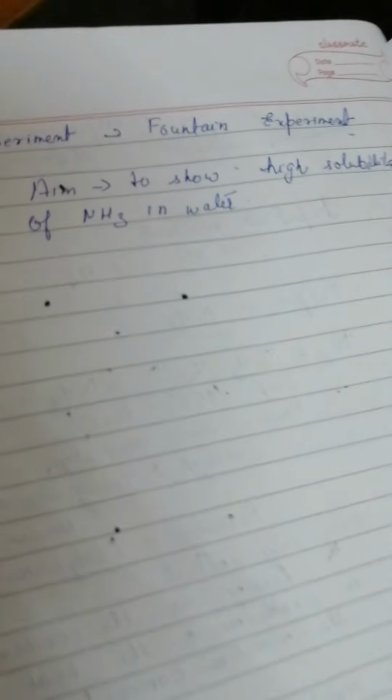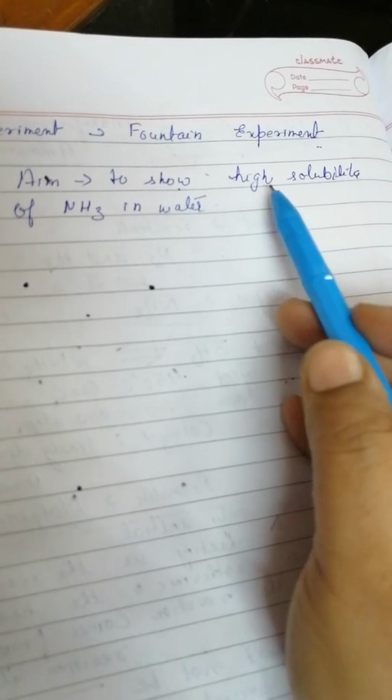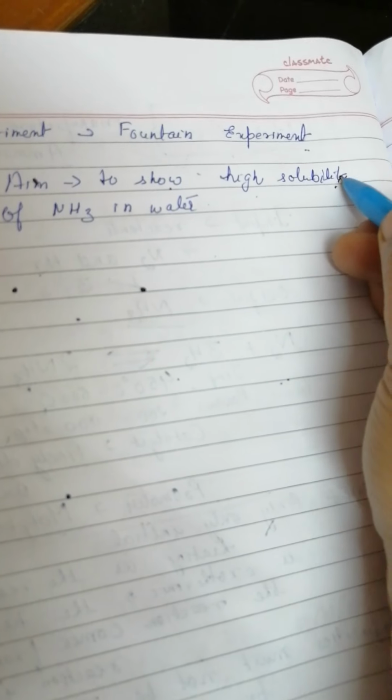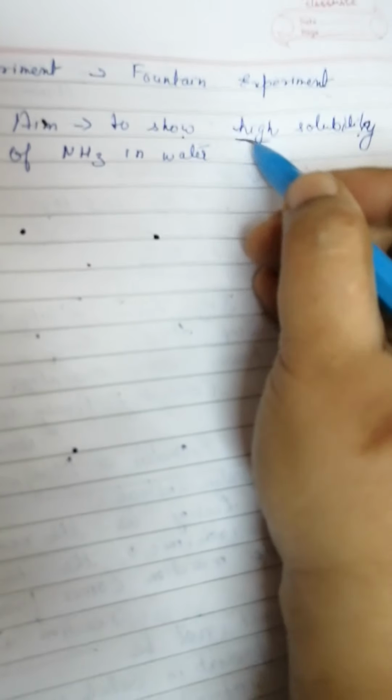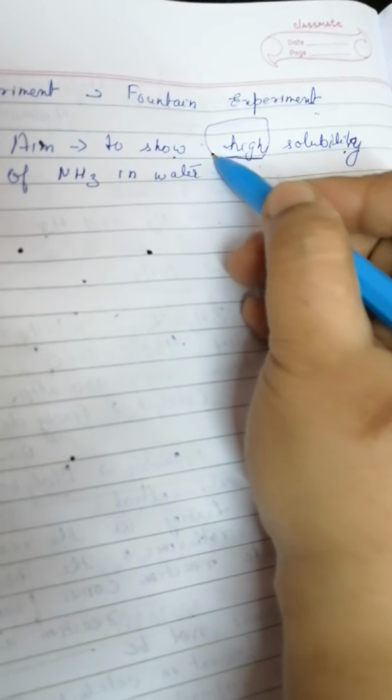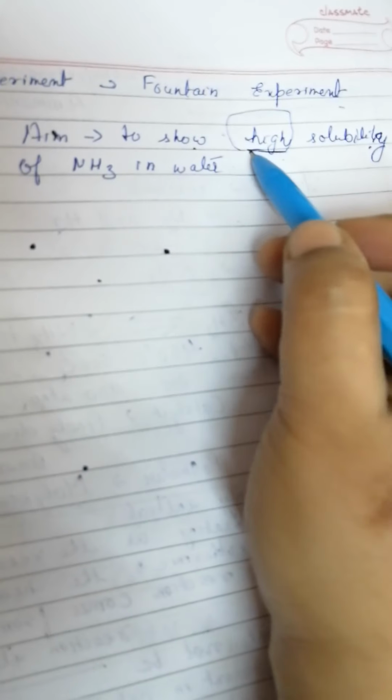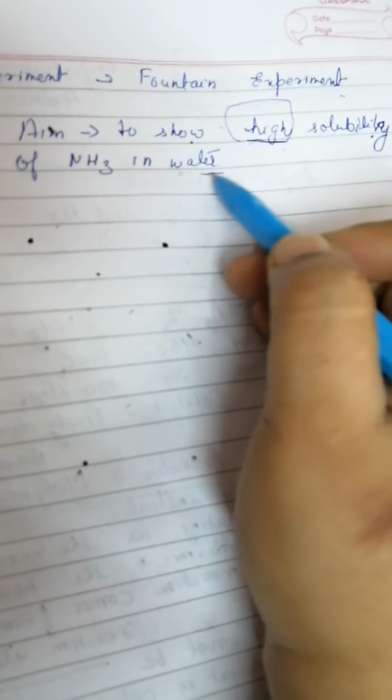Then we also come to know something more along with this. So what is the aim of this experiment? To show high solubility. The word high is very important. You need to mention the word high solubility. This is to show high solubility of ammonia in water, that is very important. Now how is the experiment done?